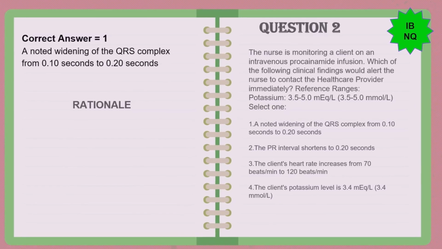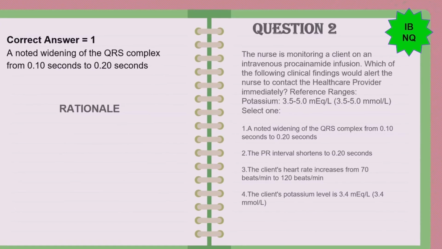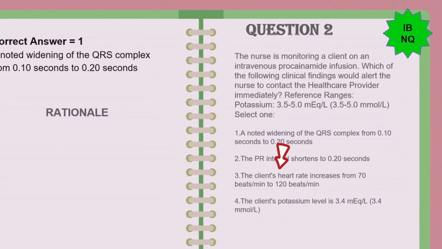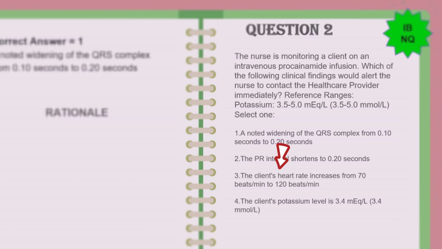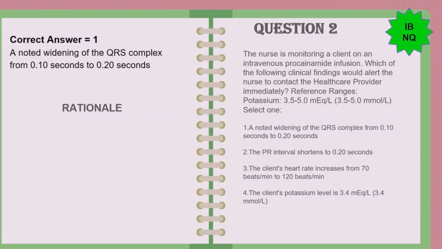Option number 2, this is a normal and appropriate PR interval on an ECG. Option number 3, the client may deviate in their heart rate due to stress, pain, or anxiety. A rate of 120 beats per minute is not the signal for the return of a ventricular arrhythmia. Option number 4, the client is slightly hypokalemic. However, this would not contraindicate the administration of this medication and would not be a priority to report over a noted widening of the QRS complex from 0.10 seconds to 0.20 seconds.